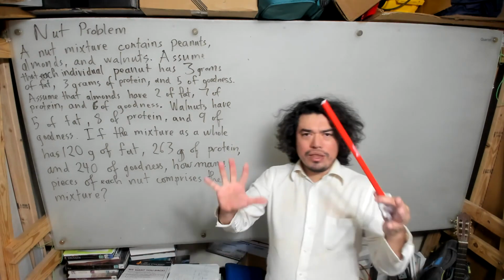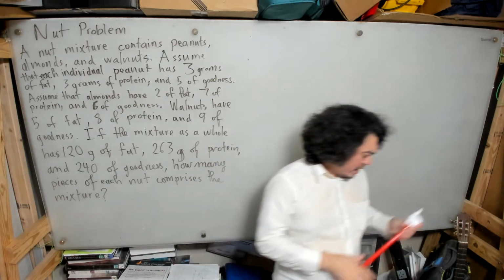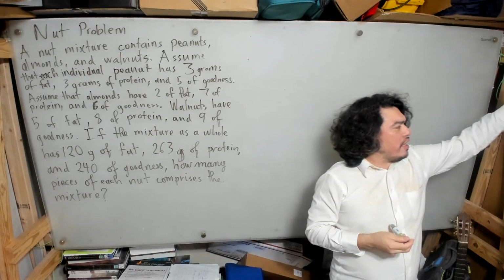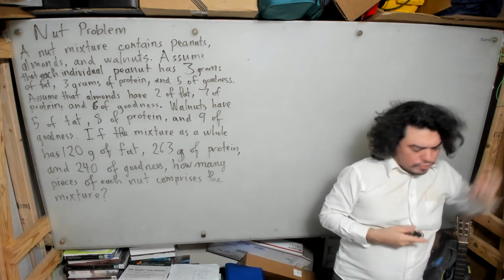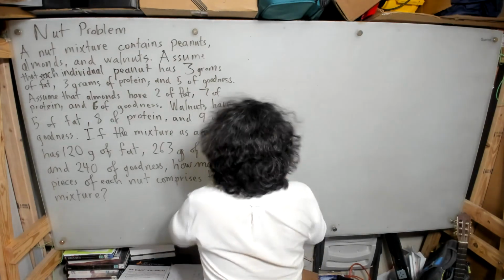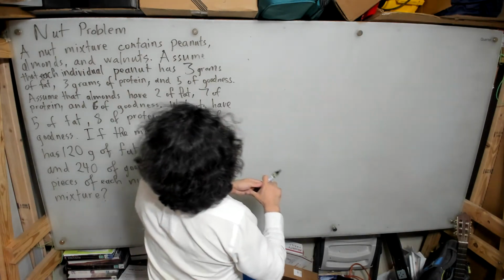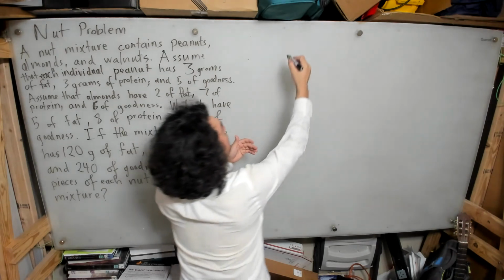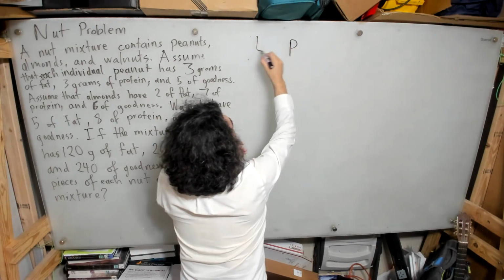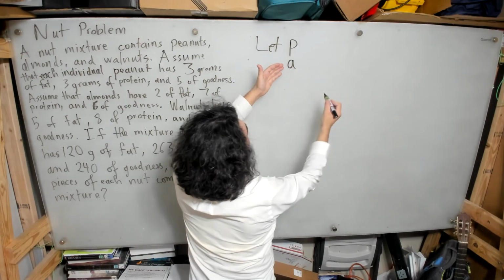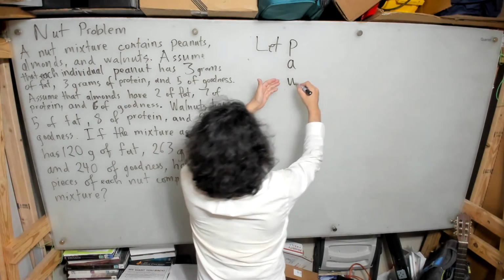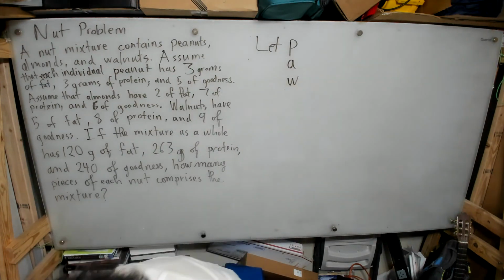Now with that stated, we can start to set up this problem, and let's do that together. The first thing we're going to do, as you might imagine, is label our variables. I'm going to let P denote the number of peanuts, A denote the number of almonds, and W denote the number of walnuts.